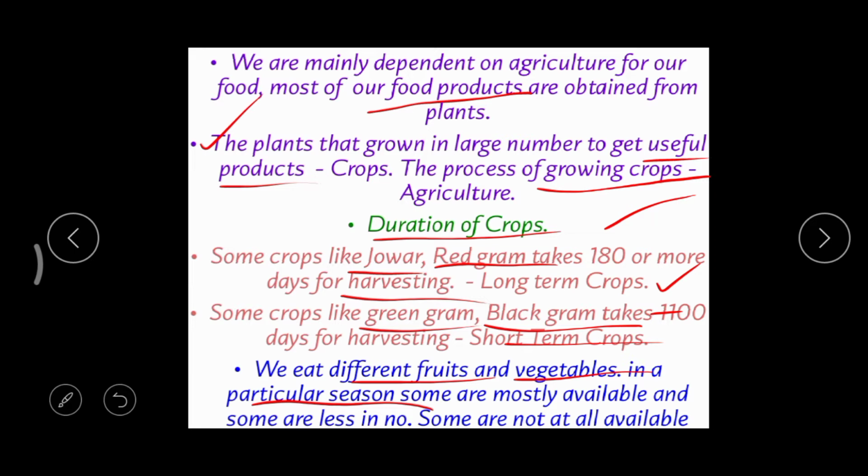So in a particular season, some fruits and vegetables may be available in large numbers, some in smaller numbers, and some may be totally unavailable. Got it? So in this way, fruits and vegetables are not available in the same ratio throughout the year. Their presence may be more in a few months, less in a few months, or completely absent in a few months.